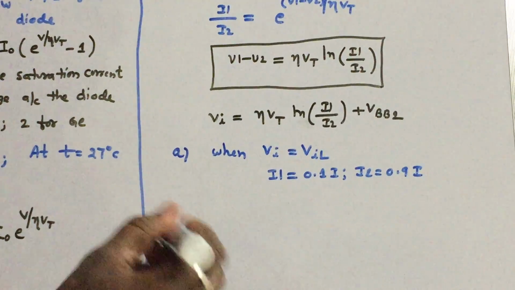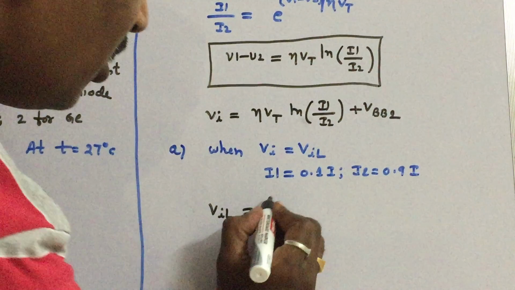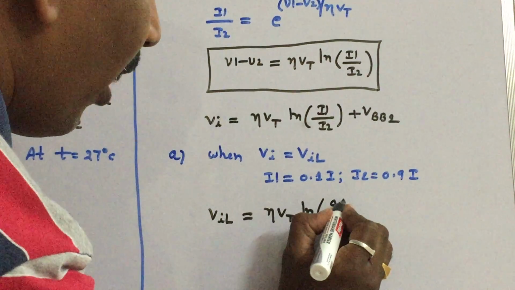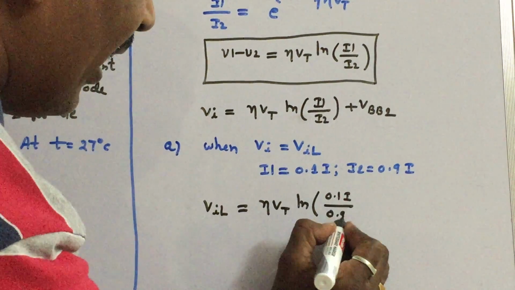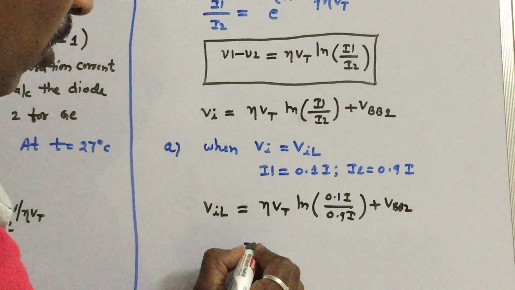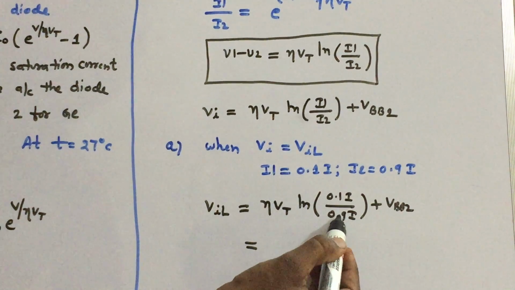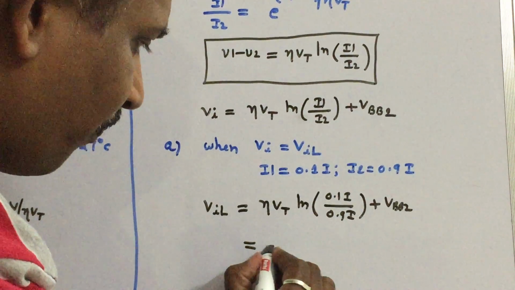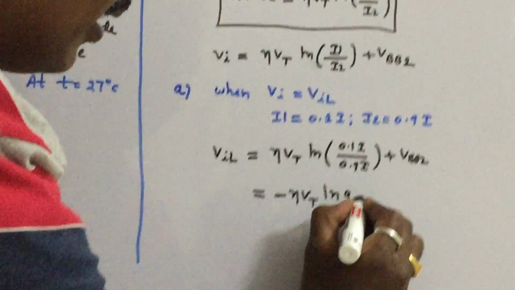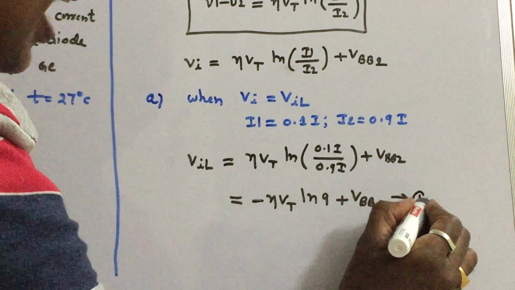In place of Vi we write VIL. So VIL is equal to eta Vt into natural logarithm of 0.1 I by 0.9 I plus VBB2. I gets cancelled out, and 0.1 by 0.9 becomes 1 by 9. Therefore it is written as minus eta Vt log 9 plus VBB2. Let us call this equation 1.